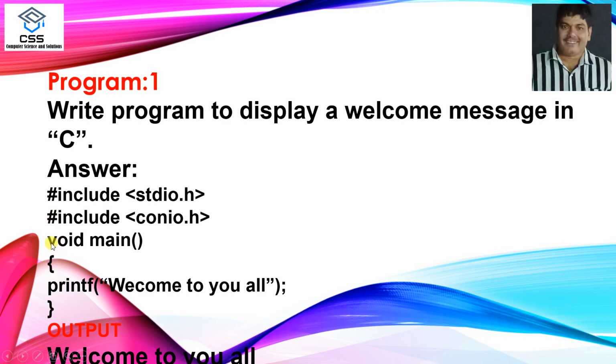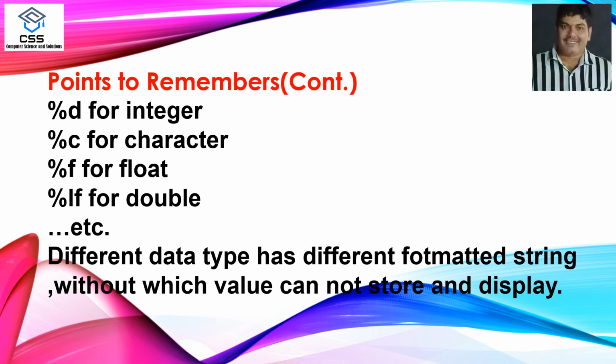Every C program, as we know, needs a main function. Hence, we write void main, and all the statements for the program are written in two curly brackets, open and close. The open curly bracket represents the beginning of the program and the close curly bracket represents the end of the program, so the compiler can read and execute it. Printf is used to display a message. Here we have used "welcome to you" as the message part.